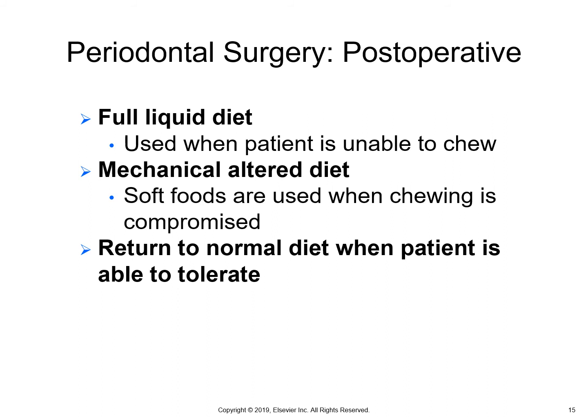So with post-op, many times we'll start with a full liquid diet, and this is when a patient is unable to chew or has mouth pain. So those Boost and the Ensure and things like that. Then we would go to a mechanically altered diet, which is soft foods, applesauce, mashed potatoes, maybe even mac and cheese, soft foods that are used when our chewing is compromised. And then as we can, we want that patient to return to a normal diet as their pain subsides and as they're able to tolerate it.